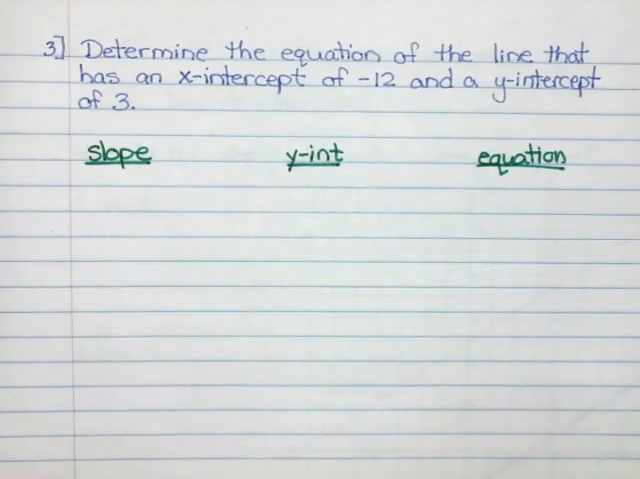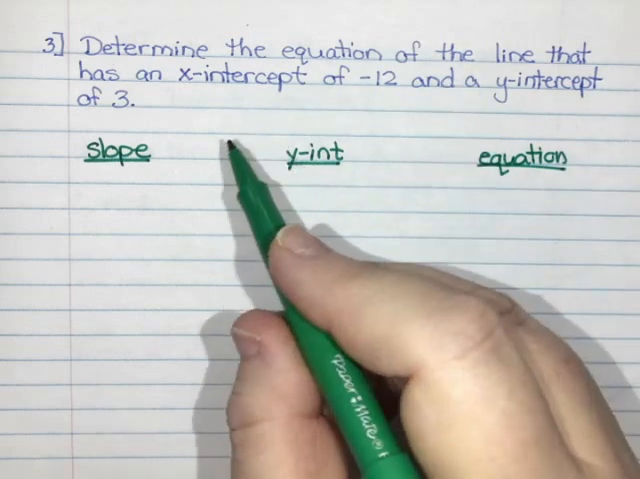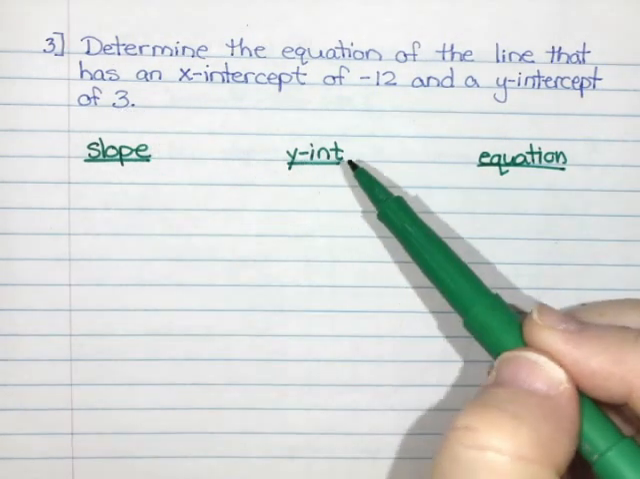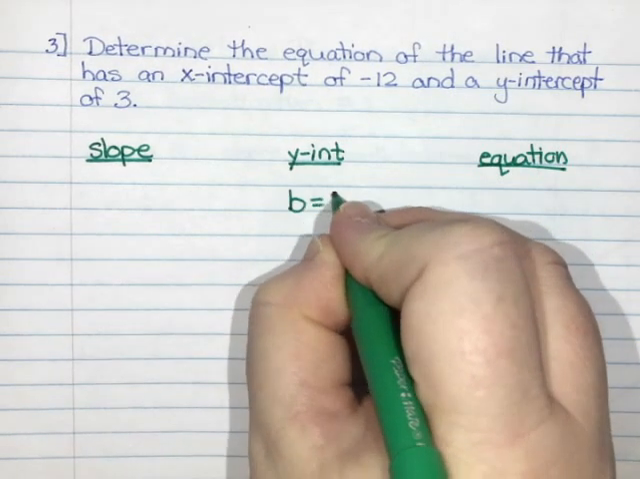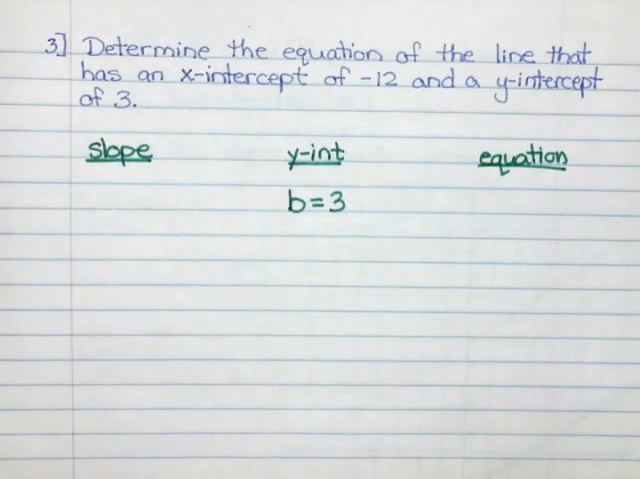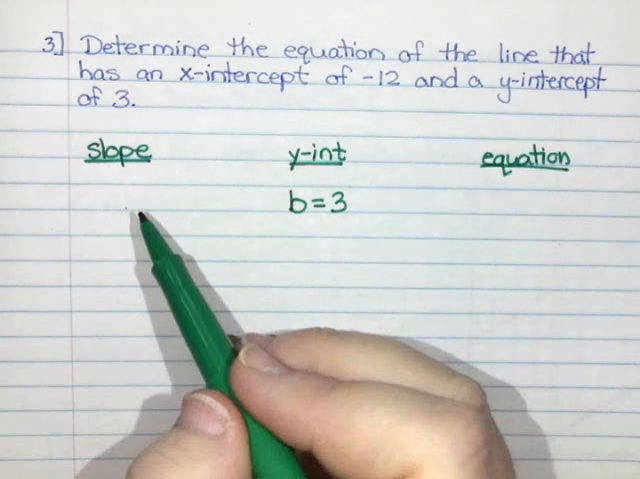Now, do I know the slope? No, I do not. But I do actually know the y-intercept. They told me the y-intercept is 3. So underneath y-intercept, I'm just going to go ahead and say that the y-intercept is 3. That was given to me in the question. But I still need to figure out the slope.